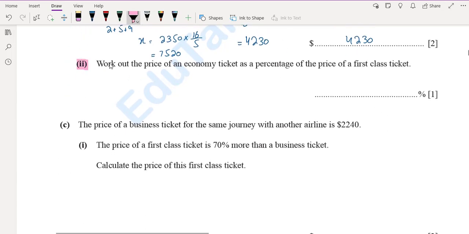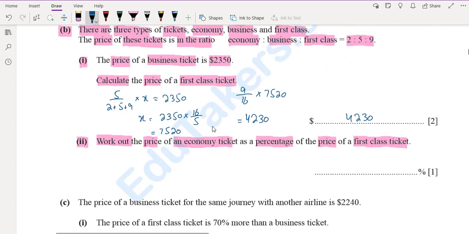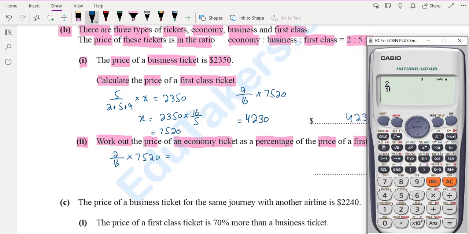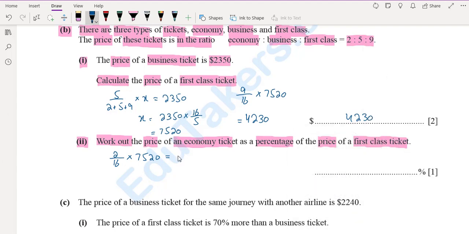It's part 2. Work out the price of an economy ticket as a percentage of the price of a first class ticket. The ratio for an economy ticket is 2 over 16 of the total price, which is 7,520. 2 over 16 of 7,520 is 940.